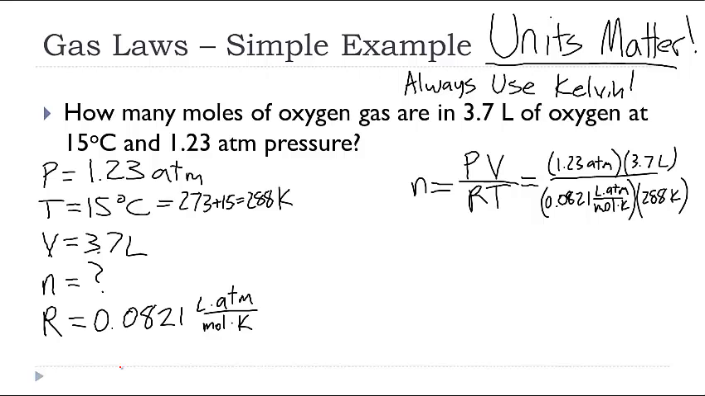Let's see if my units work out. I have atmospheres on top and atmospheres on bottom, so those go away. Liters on top, liters on bottom, those go away. Kelvin on the bottom, and then Kelvin on the bottom of the bottom, so those go away. And I have 1 over moles on the bottom, so now when I solve, that's going to become moles on the top. So n is going to be some fraction of a mole, maybe about a, sorry? 0.193. I was going to say about a fifth of a mole, so I was close.